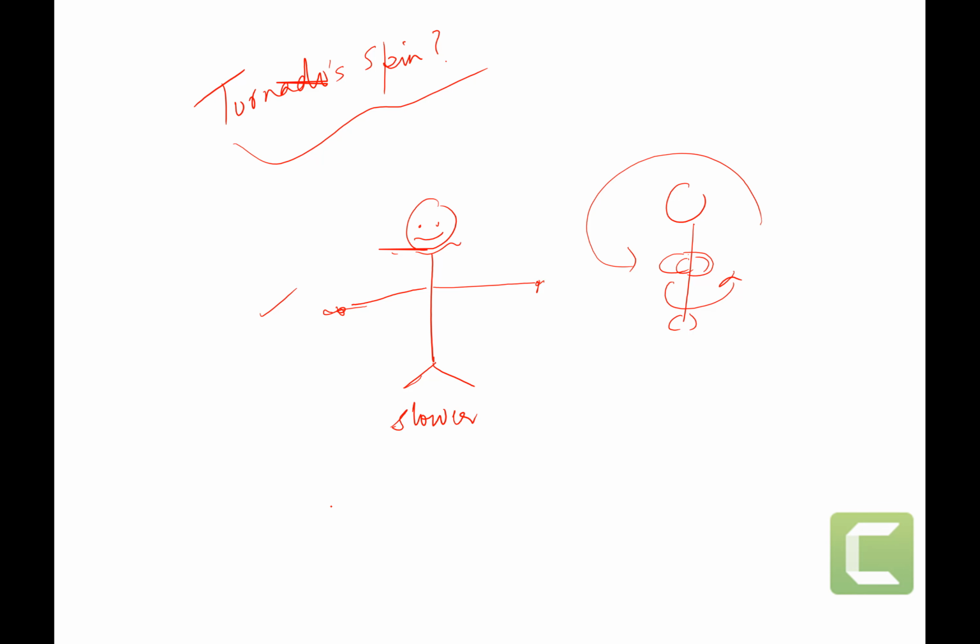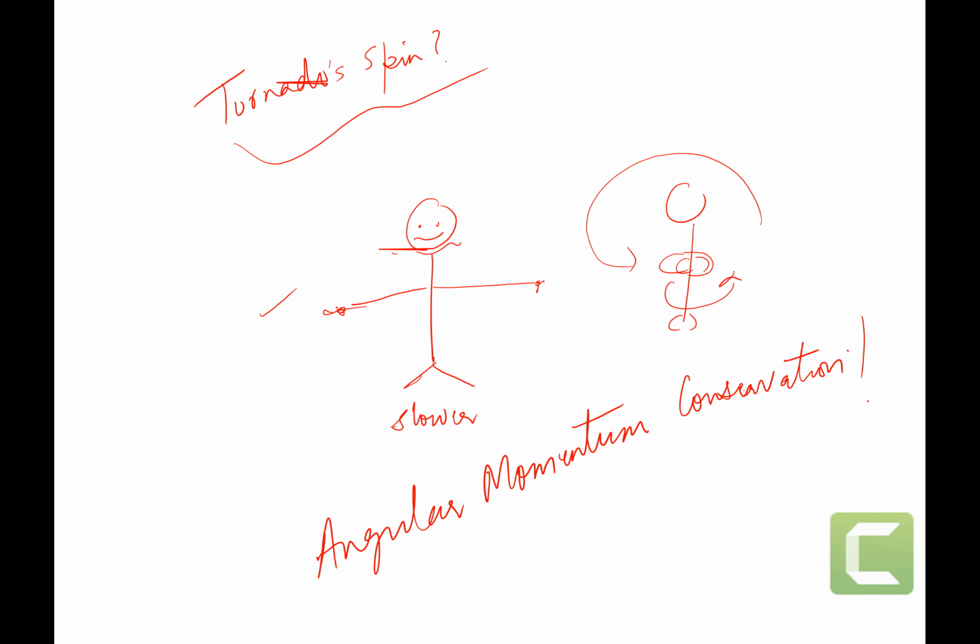That phenomenon is called angular momentum conservation. You learned linear momentum in chapter 7, but there's something called angular momentum also that is conserved. Momentum, whether it is rotational or angular momentum, or linear momentum, is always conserved.